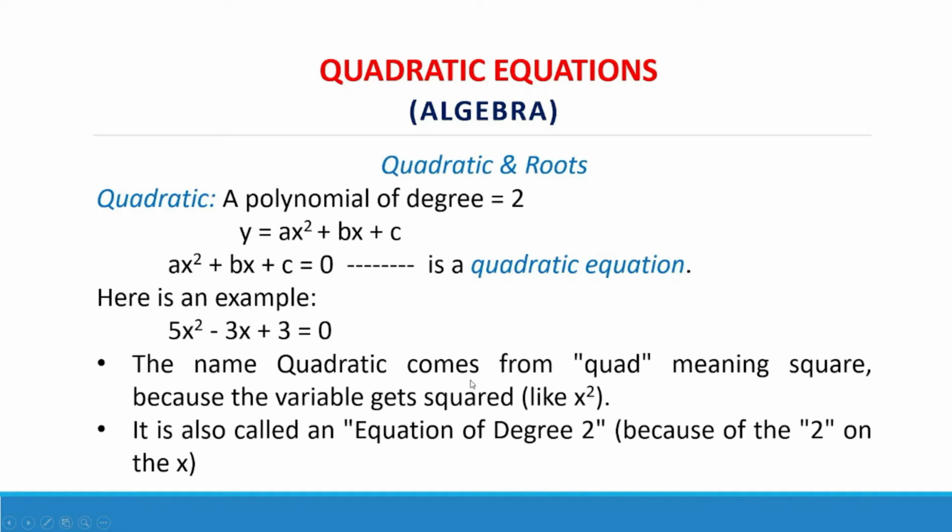The name quadratic comes from quad, meaning square, because the variable gets squared, like x squared. It is also called an equation of degree 2 because of the 2 on the x.